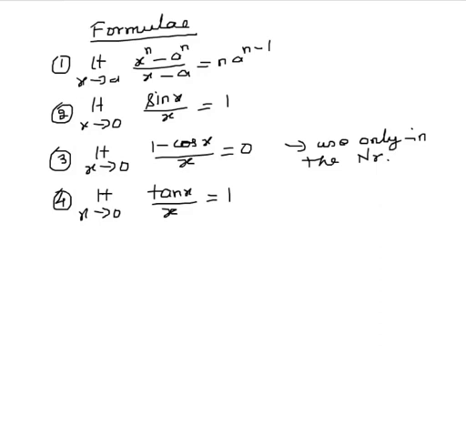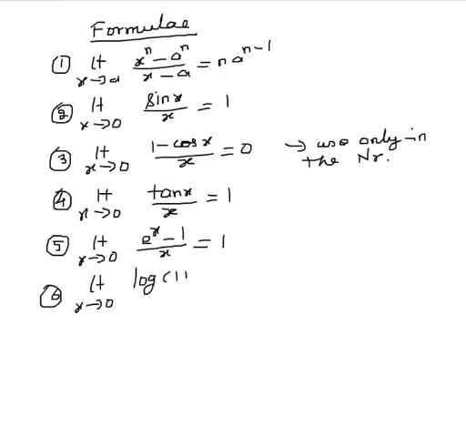Again, this formula also can be derived from the second formula because tan x can be written as sin x by cos x. Limit x tending to 0 of sin x by x becomes 1 and cos 0 is 1. Therefore, the answer is 1. And limit x tending to 0 of e power x minus 1 divided by x is equal to 1. And limit x tending to 0 of log of 1 plus x divided by x is also 1.